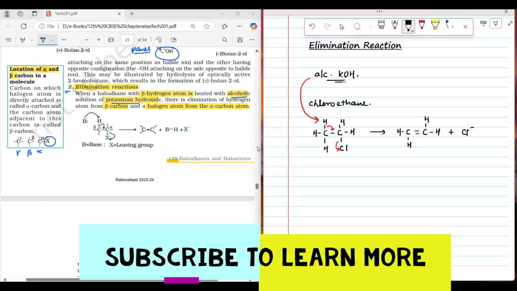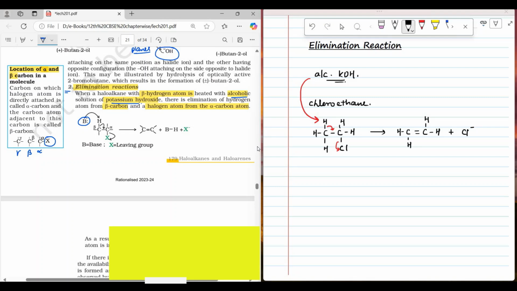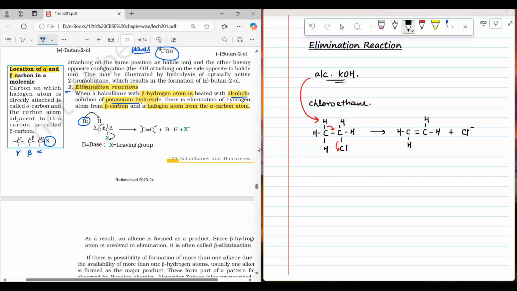Now let's re-examine the example given in the book. Here this is the base which abstracts H plus from the molecule, and the sigma bond moved between the carbons, and the halogen leaves the molecule along with its bonding pair of electrons. So as a result of it, you will get an alkene. The base will make a bond with the hydrogen. So here B is bonded to hydrogen, and the X negative ion, which is a leaving group, left the molecule.